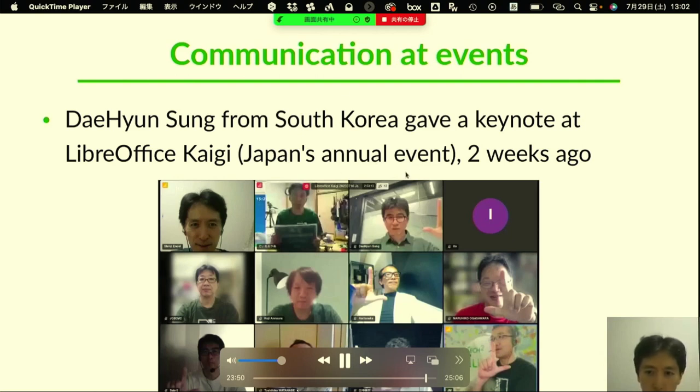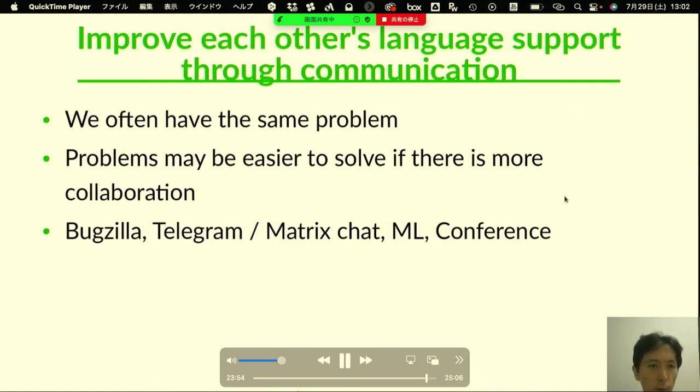I think we can improve each other's language support through communication. We often have the same problem, and problems may be easier to solve if there is more collaboration, through Bugzilla, Telegram, Matrix, mailing lists, and conferences in person.